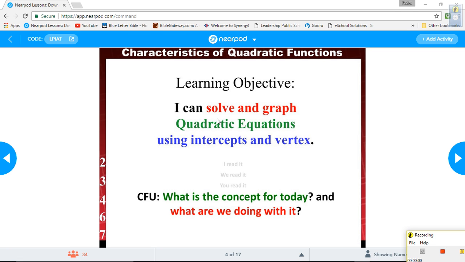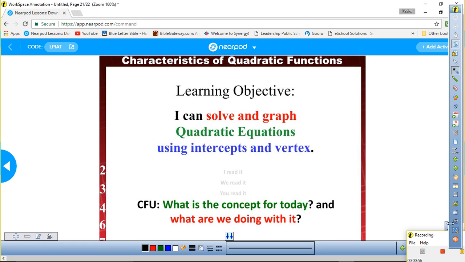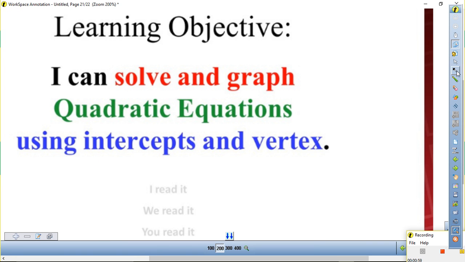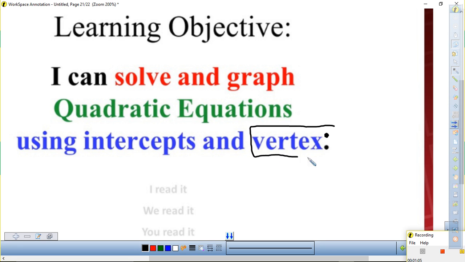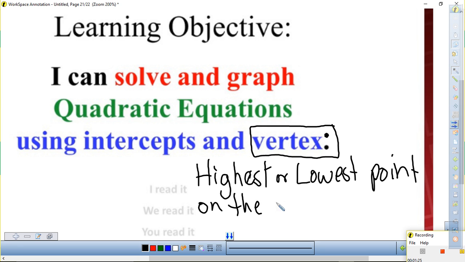Once you copy the objective on the left side, on the Q side, I want you to write the term vertex. Let me zoom in. So on the Q side, you're going to write vertex. And the definition is the highest or lowest point on the parabola.